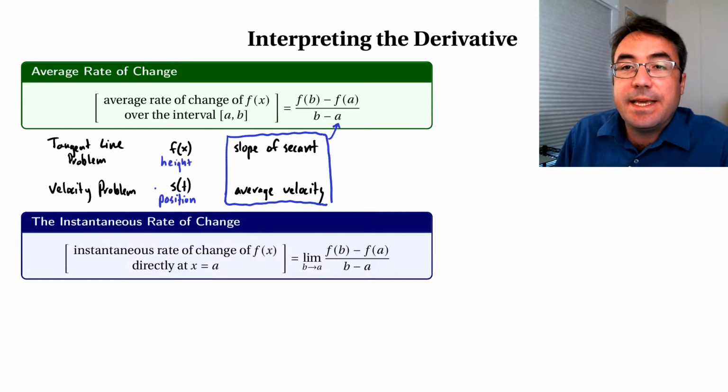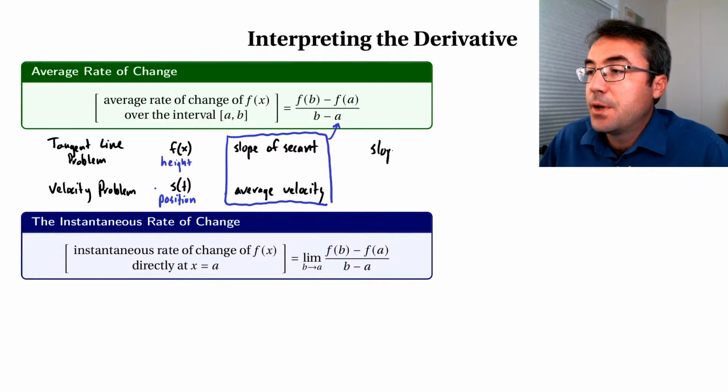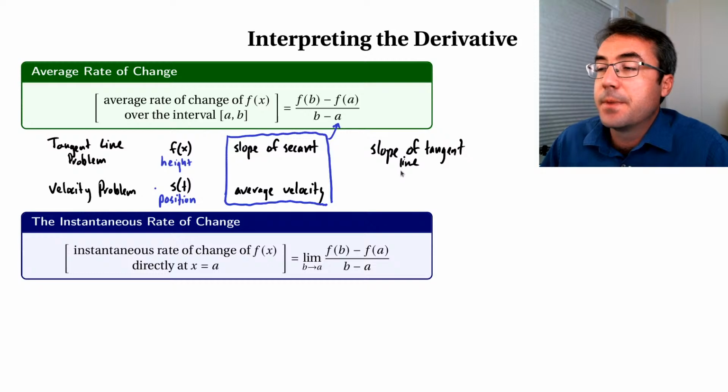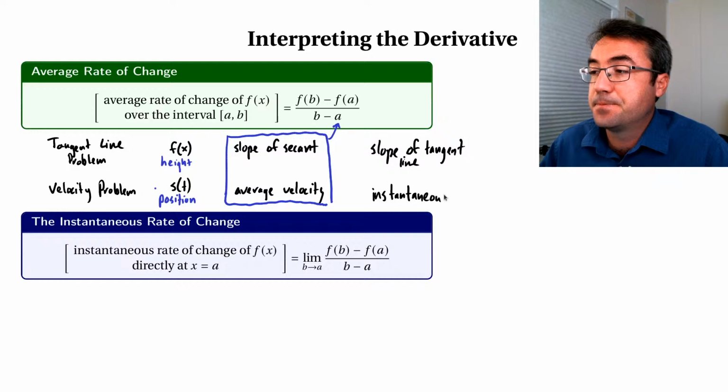Now, to actually get the slope of the tangent line, what did we do? Well, we did the limit as that second point moved closer and closer to our point P. Or for instantaneous velocity, we did the limit of our average velocity over shorter and shorter time intervals.